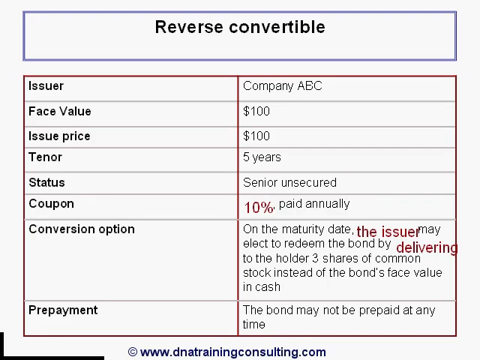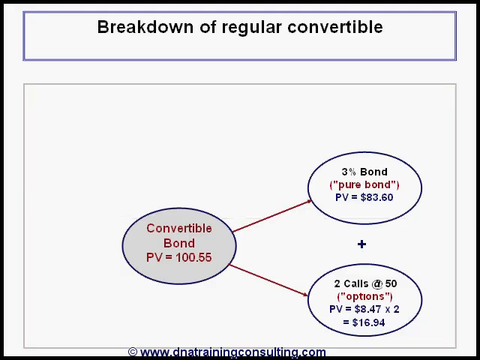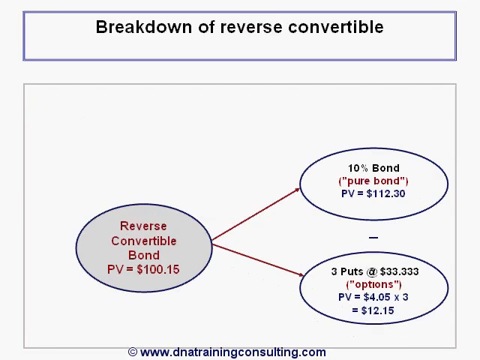In summary, whereas we could draw previously for the regular convertible a diagram looking like this, and we could write convertible equals straight bond plus call option, here we would draw a diagram looking like this, and we would write the reverse convertible equals straight bond minus put option. You should take note, we emphasize again, of the minus sign appearing on the right between the two bubbles.